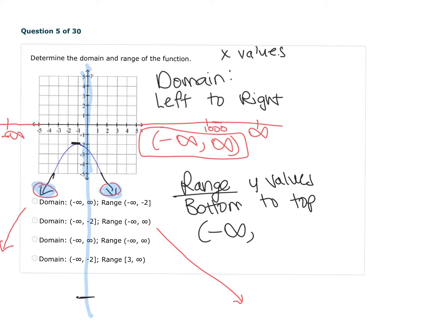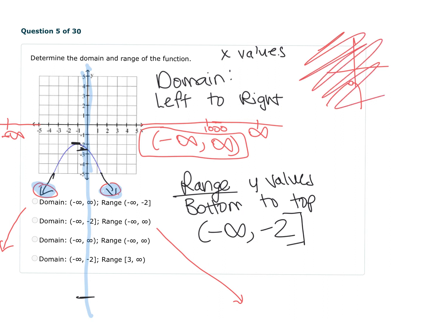So where does it stop? What's the highest point on the graph? That's -2. -2 gets a bracket because there's not a hole in the graph. It is part of the graph itself. All right. The way it wouldn't be a bracket is if that same graph looked like this and it had a hole there. Okay, but that did not happen. It definitely gets a bracket. All right, so that one would be this one, the first one.